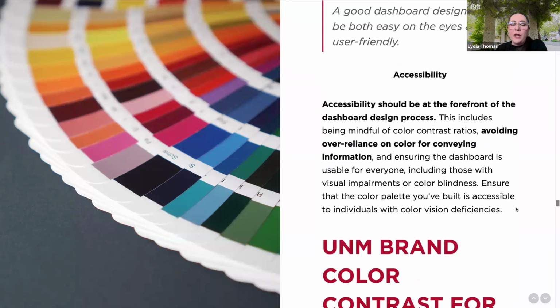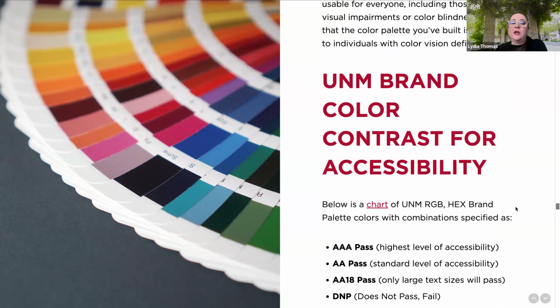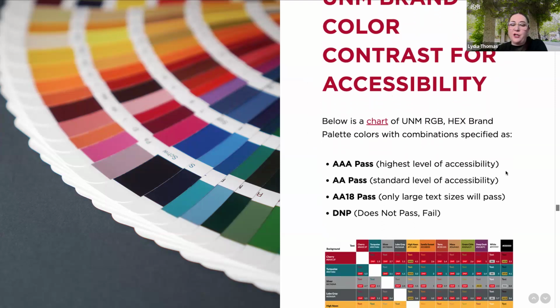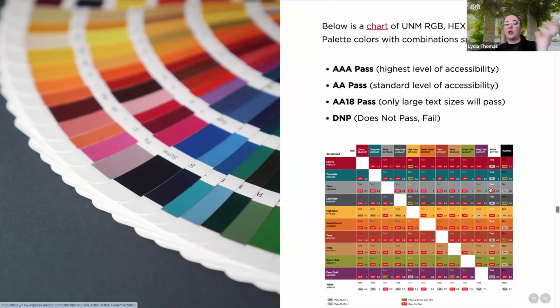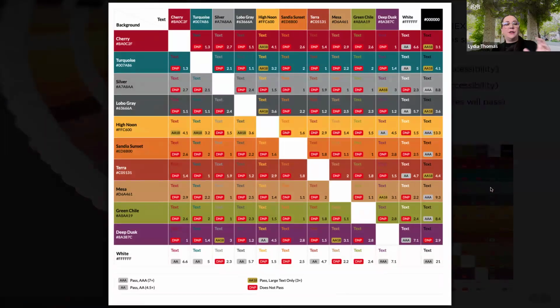So with that, we have a UNM brand color contrast for accessibility chart. And again, this is a link, so don't worry about writing down everything I'm about to tell you. This is where UNM has previously gone into our colors and shows you exactly what does work in terms of ADA compliance and what does not work. In the chart that I'm showing, you'll see a lot of boxes with varying colors. We've got your background on your rows and your text on the columns, where D and P, that red badge, means it does not pass. People cannot see that if they have a visual impairment.